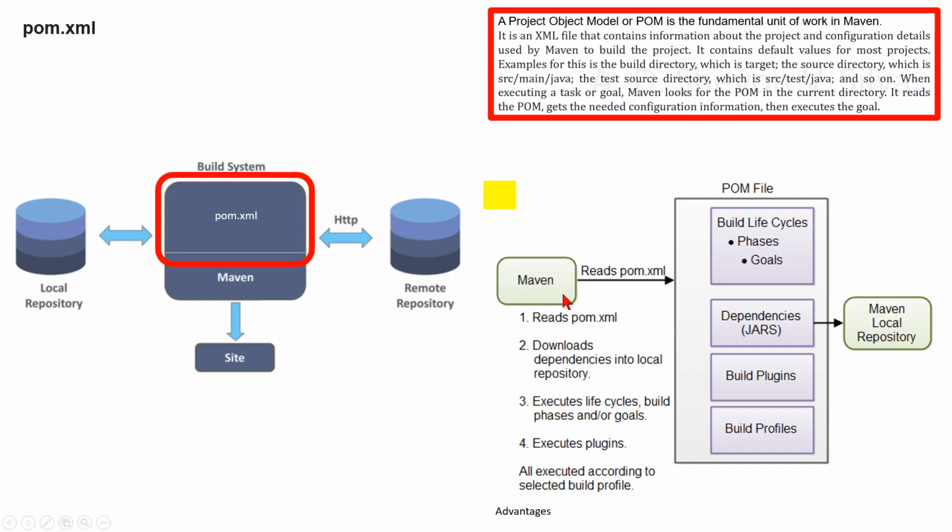Here you can see Maven, step 1, reads pom.xml. Step 2, downloads dependencies into the local repository. Step 3, executes lifecycles, build phases and/or goals. Then it executes plugins, all according to the selected build profile. Here you can see Maven is connected to the POM file via reads pom.xml. Within the POM you can see build lifecycles. It has phases and goals, and dependencies, jars, build plugins and build profiles. Dependencies, jars are connected to the Maven local repository.